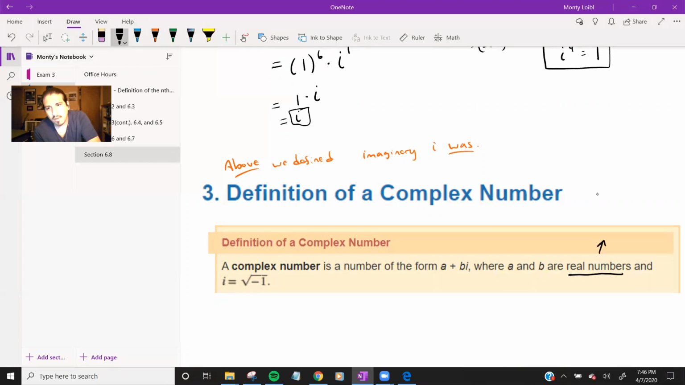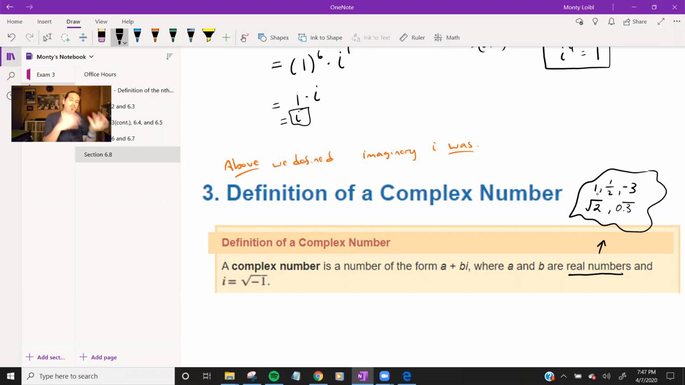So to recall here what real numbers are, right? Real numbers could be like 1, 1/2, -3, square root of 2, 0.3 repeating, right? So a and b could be any of those sort of numbers, which are real numbers. And then we have that special property of i, where it's saying i is equal to the square root of -1. Again, that's just equivalent to saying that i squared is equal to -1. So those two mean the same thing.